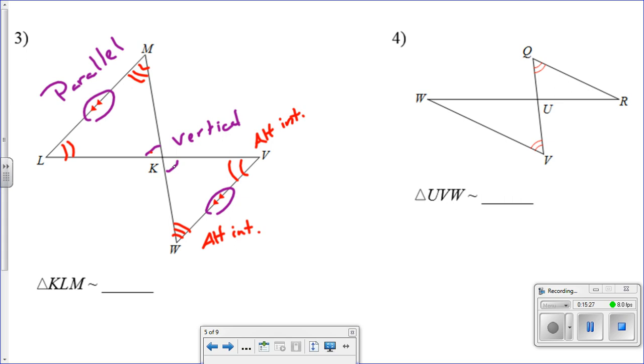So this angle is congruent to this one, and this one is congruent to this one, and this angle is congruent to this one. I would say that these are similar. So this is definitely similar. And we have to finish the statement.